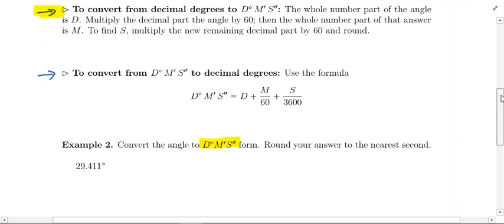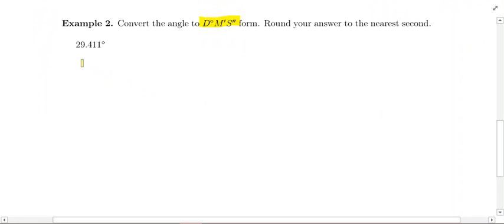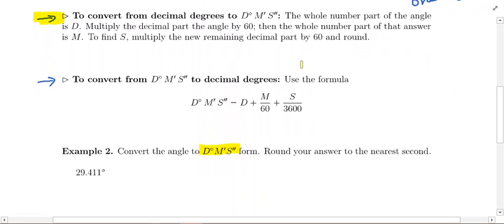So decimal degrees, that is what we were given. We have this angle, it's in degrees, and it's in a decimal format. You do not see the primes representing the minute or second notation. So this is what we mean by decimal degrees, and we are asked to turn that into this degrees, minutes, and seconds format.